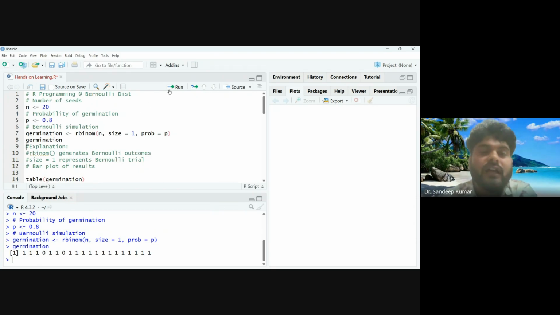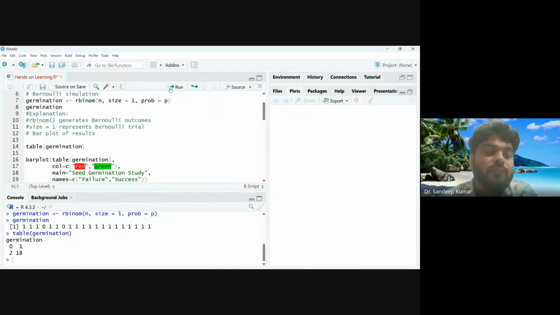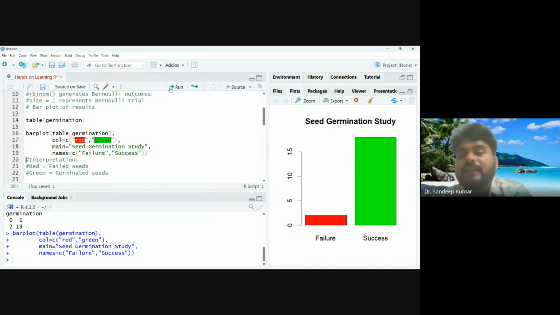Okay, and through this you can see a graphical representation of the seed germination study. Here red color shows failed seeds and green shows germinated seeds. So 0 equals fail and 1 equals success. Here fail is red color, so the color red means failed seeds and success means green color. Okay. So this is the Bernoulli distribution using R programming.